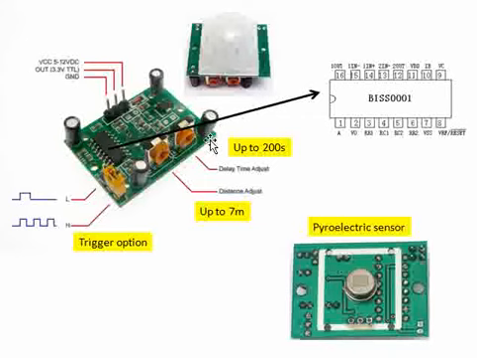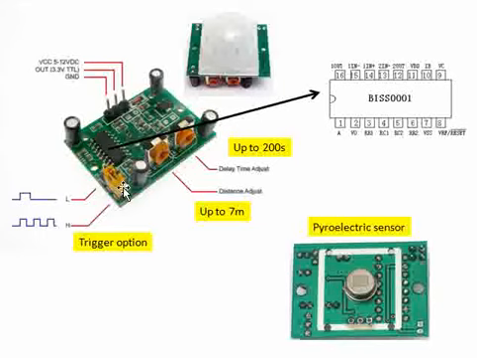So for that, one is to adjust the sensitivity, that means the distance up to which this can sense, and the second thing is the delay. And then there are three pins here. You can see the yellow jumper shorting two pins. This helps us to understand the trigger option.